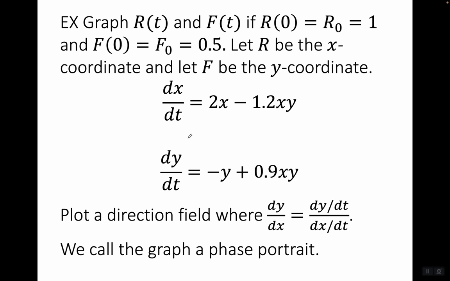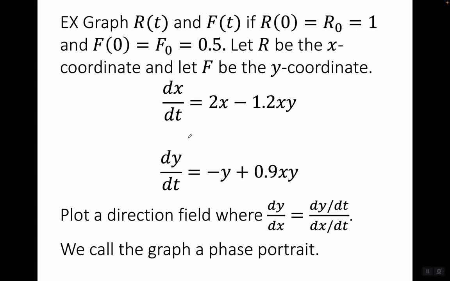Let's graph R of t and F of t. R of 0 equals 1 and F of 0 equals 0.5. We're going to let R be the x coordinate, F be the y coordinate, and we need to change this to x's and y's because the online plotters, they don't accept R and F. They want x and y.